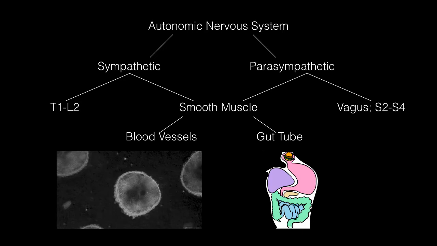The sympathetic is going to innervate that smooth muscle of a blood vessel, which causes constriction or dilation of the blood vessels, depending what we need to have happen. The parasympathetic innervates the smooth muscle of the gut tube. So that's going to induce peristalsis. Same thing with the urinary system. Basically, think it innervates any tubes of our body that are not blood vessels.